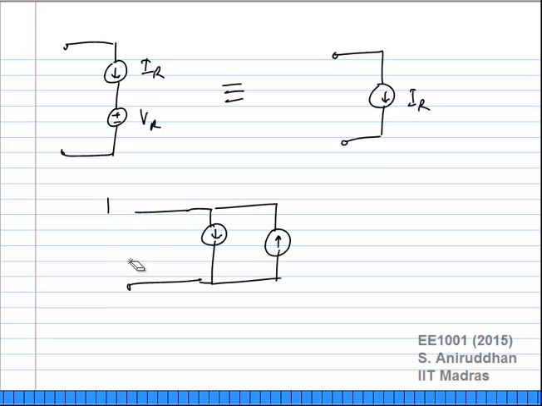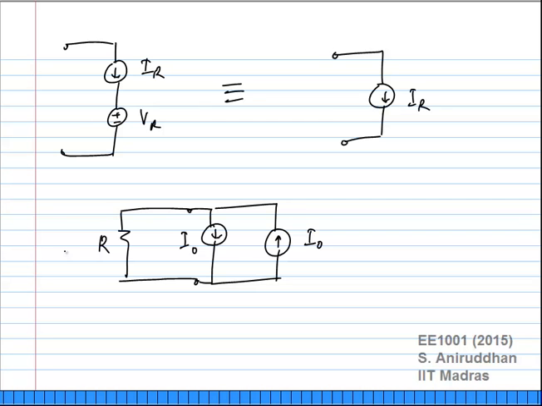Actually, forget about 1 and 1 prime. So this is I0 and this is also I0. What will this look like? So let us say there is some resistor R connected like this. What is the current through the resistor R?